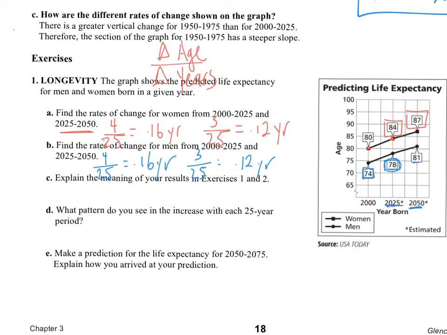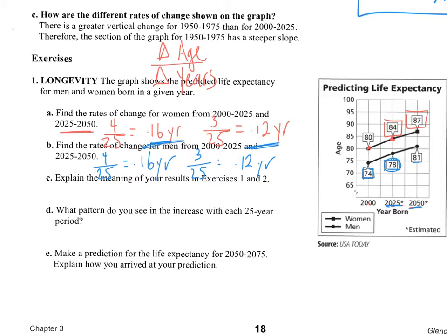Letter D. What patterns do you see in the increase with each 25-year period? Well, while the life expectancy increases, it doesn't increase at a constant rate. In other words, the first 25 years we increased by this 0.16 number. The second 25 years we increased at 0.12. So pretty close, but not a constant rate for the entire graph that we see.